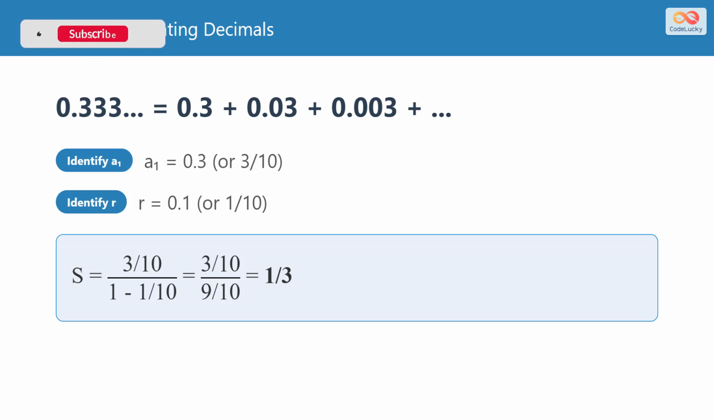Here is a useful application. Converting repeating decimals to fractions. Take 0.333 repeating. This is actually the series 0.3 plus 0.03 and so on. The first term is 3/10. The ratio is 1/10. Plugging these into our formula gives us 3/10 divided by 9/10. The tenths cancel out, leaving 3/9, which simplifies to 1/3.